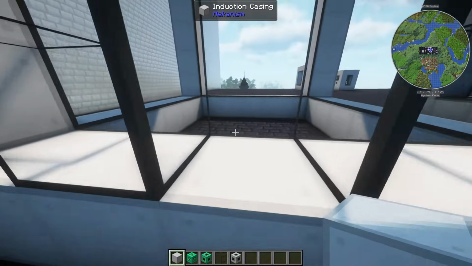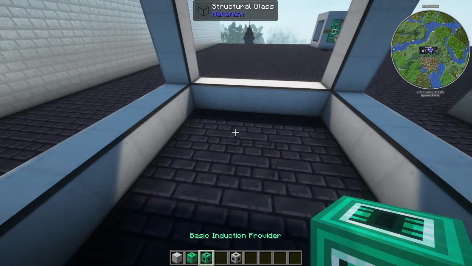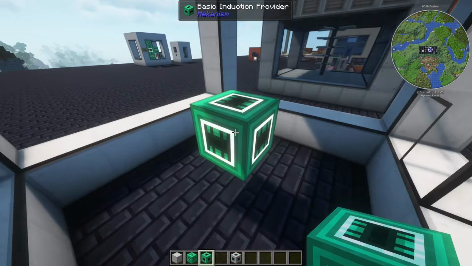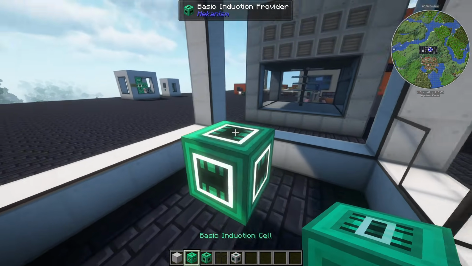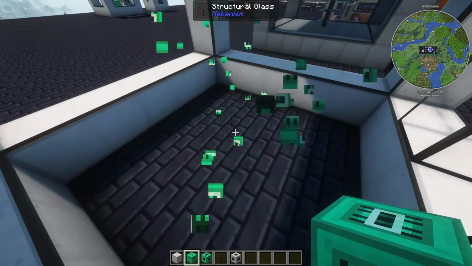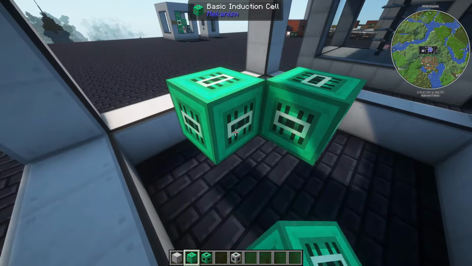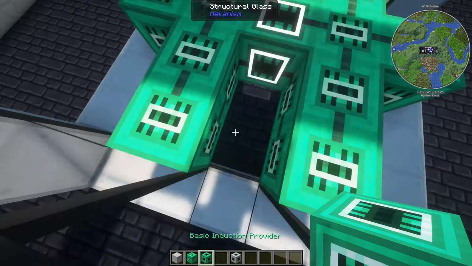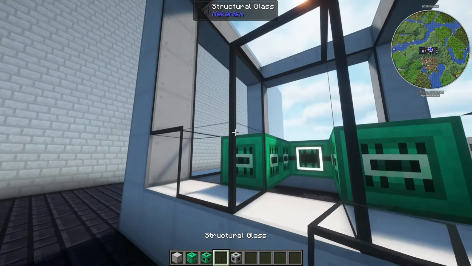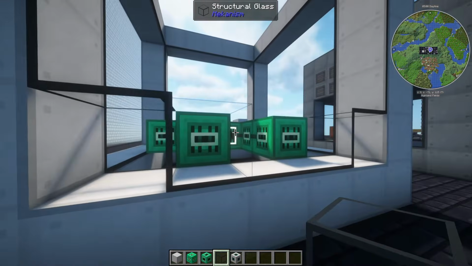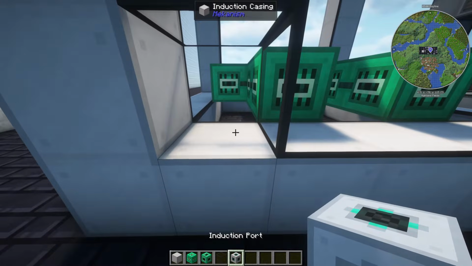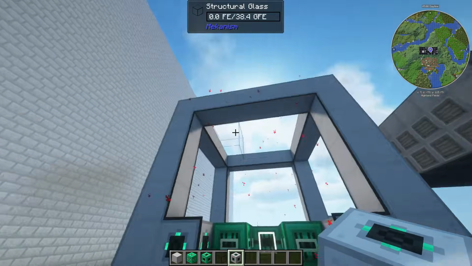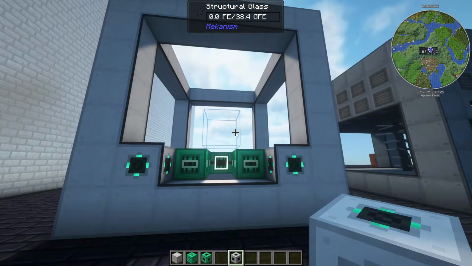So from here, let's go ahead and start adding at least one basic induction provider, and then at least one basic induction cell. But because this looks so cool, I'm actually going to make a little design here. All right, and then I'll place my induction provider right in the center, and then I will fill in the glass which I use to enter and exit. And then on one side I'll use an induction port, and on the other side I'll use an induction port. And as you can see, it sparkles.